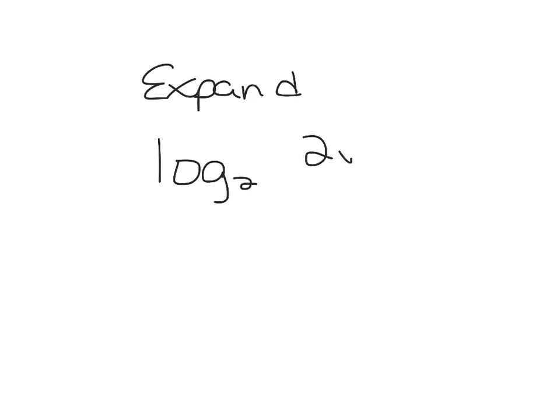The instructions here are going to say expand. So the problem will look like this: log base 2 of 2 radical 3 over 5. If it asks you to expand, this is where I'm going to give each piece its own log base 2 word, and then I'm going to apply the product and the quotient property.